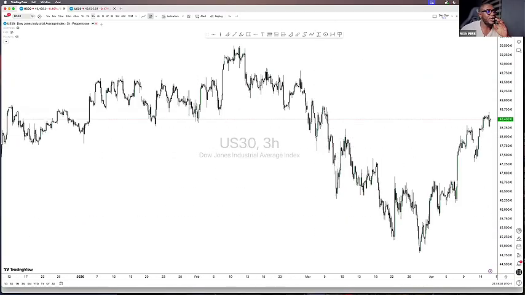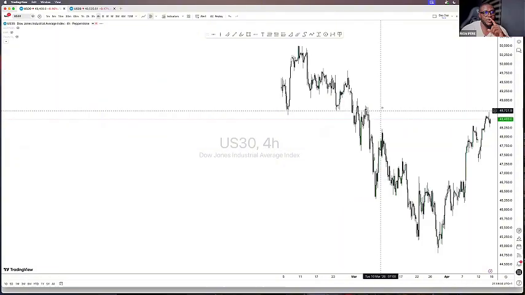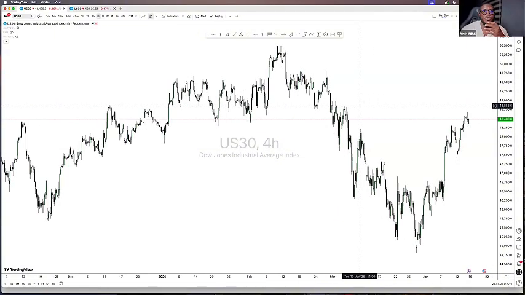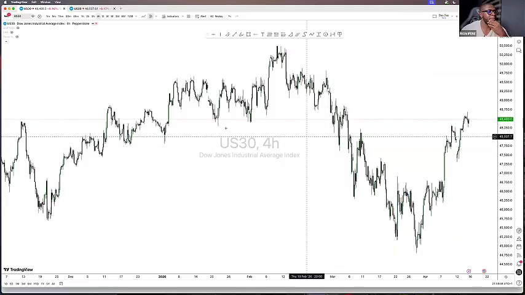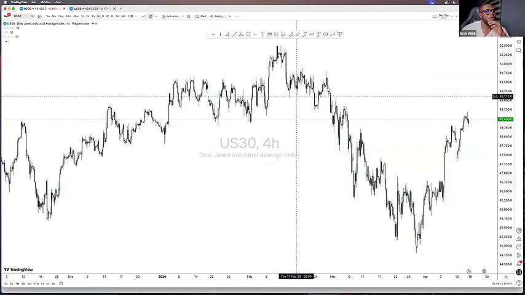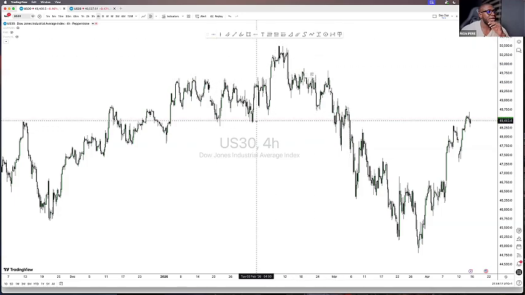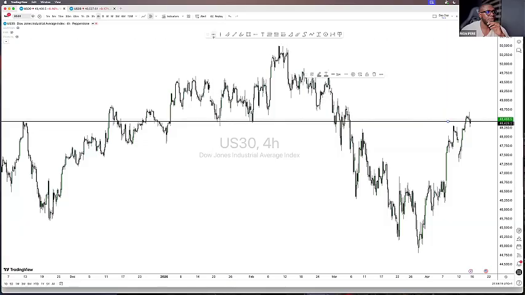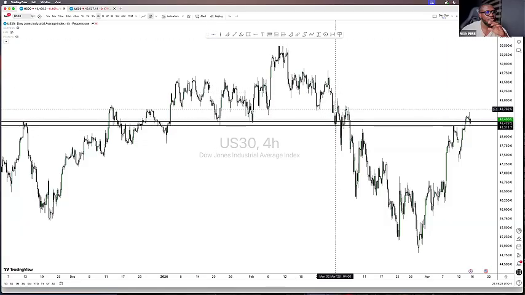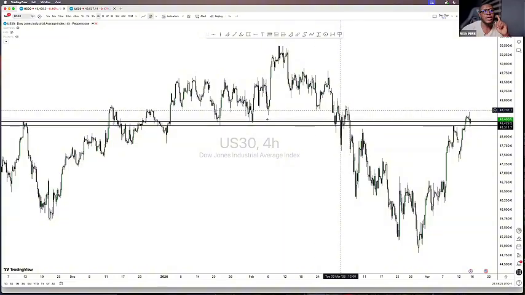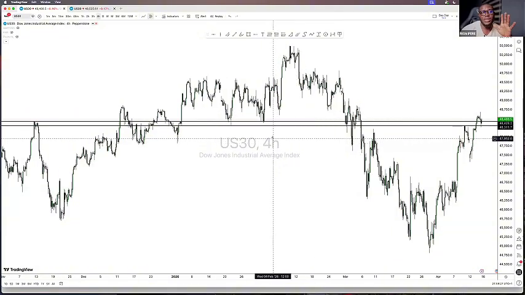always identify on the higher time frame, on your 4-hour time frame. What you want to do on your 4-hour time frame is find a key level like this. You want to find a key level like this. That's number one. A key level is not just a resistance or a support.